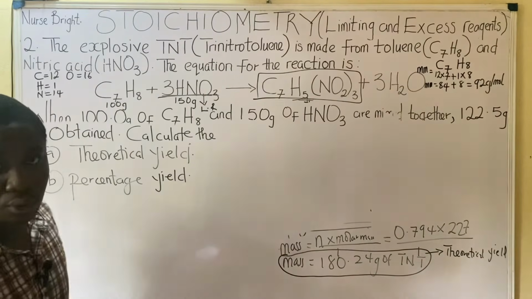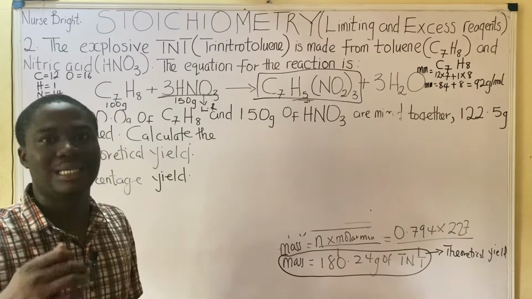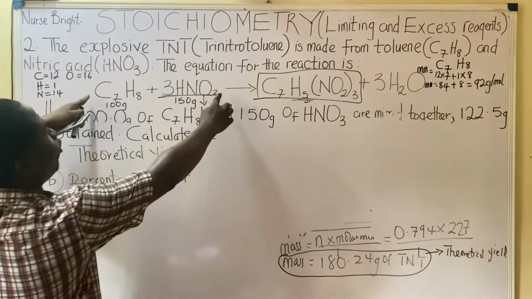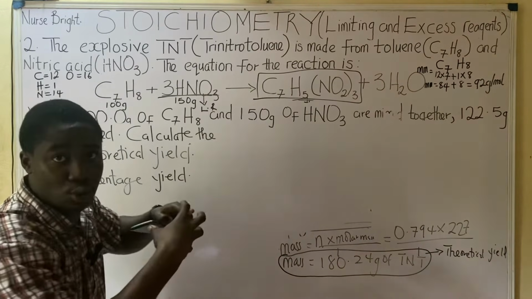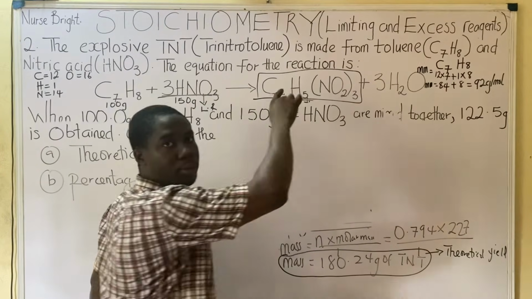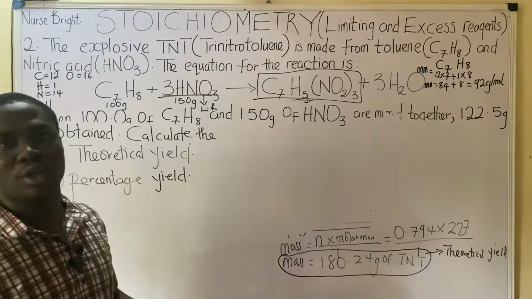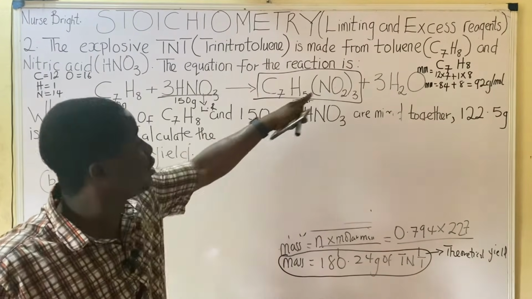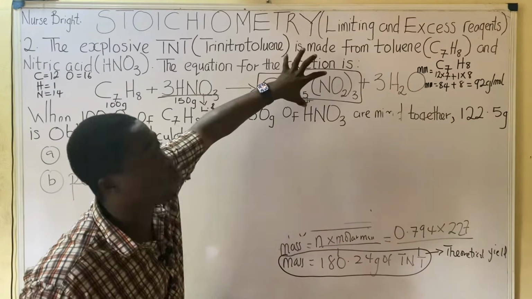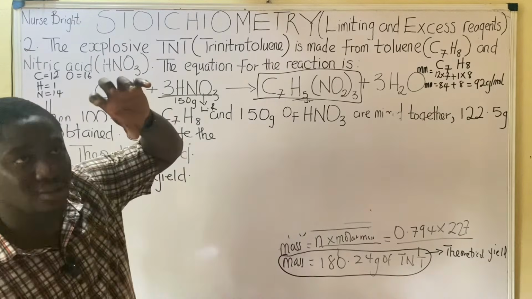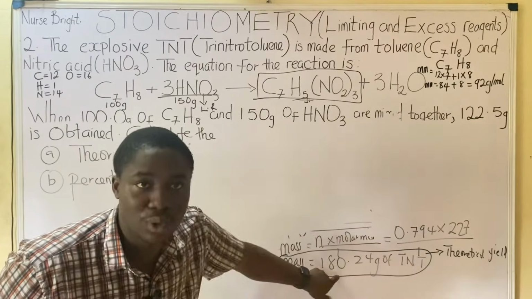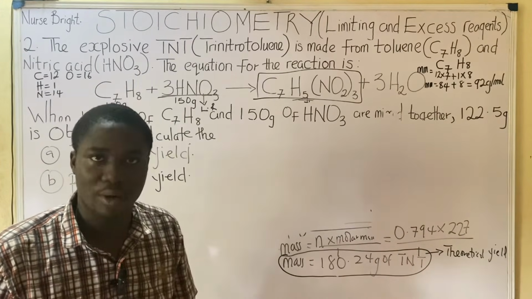This theoretical yield is like the mass of the product formed at the end of both reactants mixing together. Do you understand? So this is my major product. This is also a product, but this is the major product. So what's the theoretical yield? It has to do with the mass of your product formed at the end of two of the reactants coming together and mixing to form the product. So theoretical yield is what we've calculated already, which is this 180.24 grams. Are you following me?